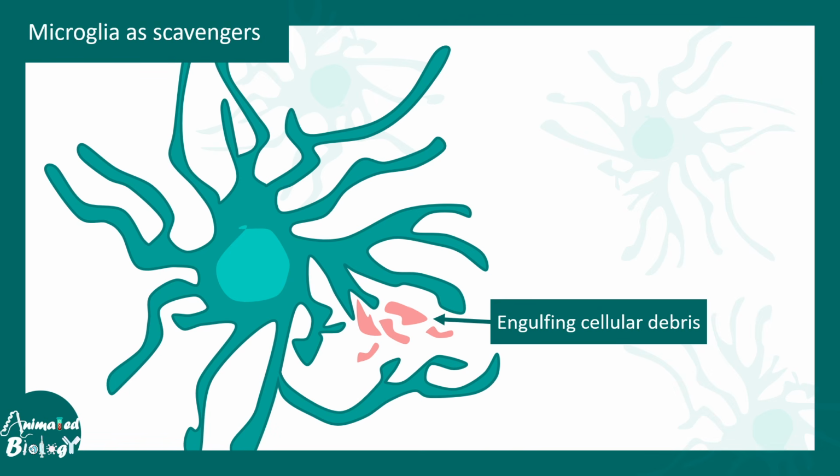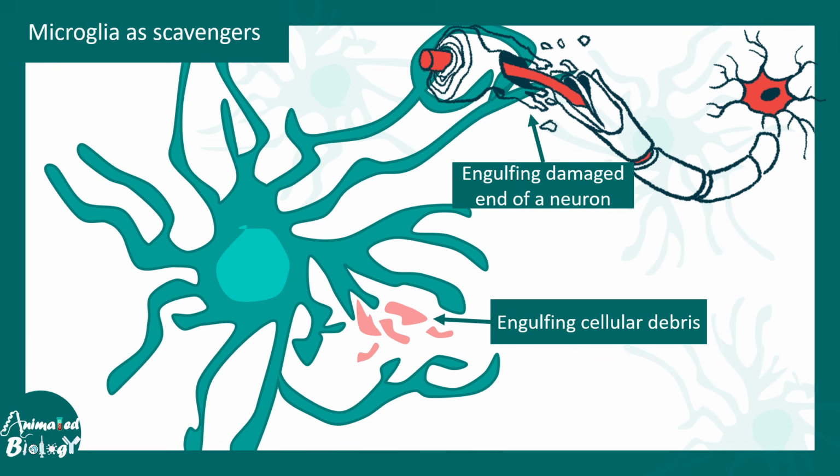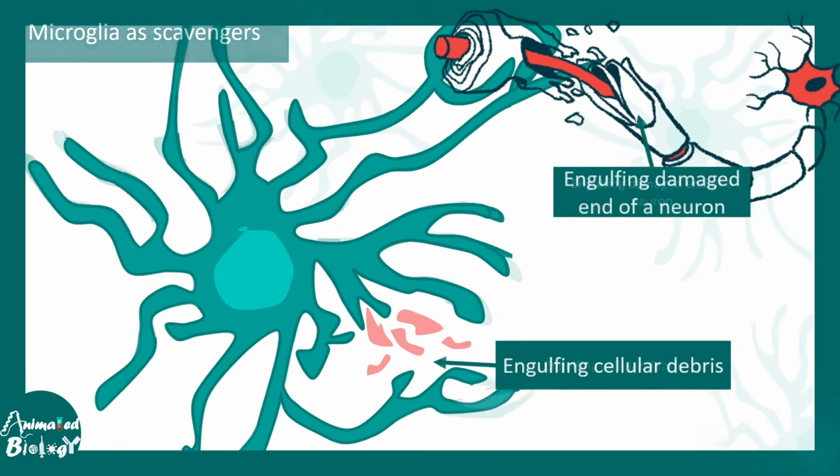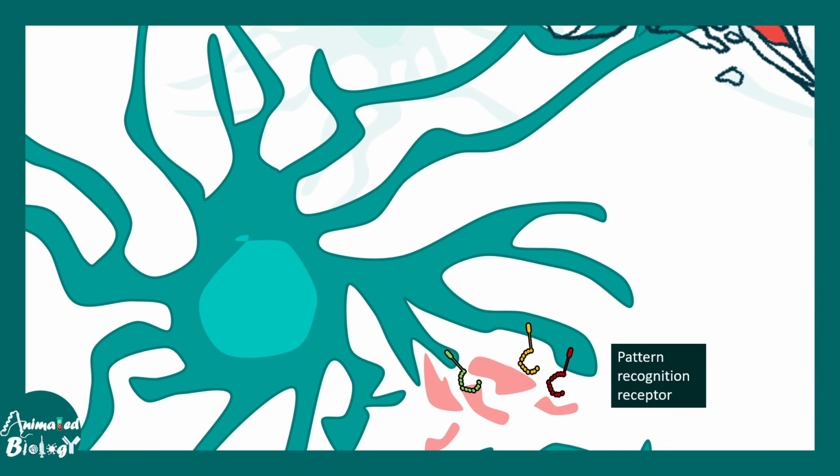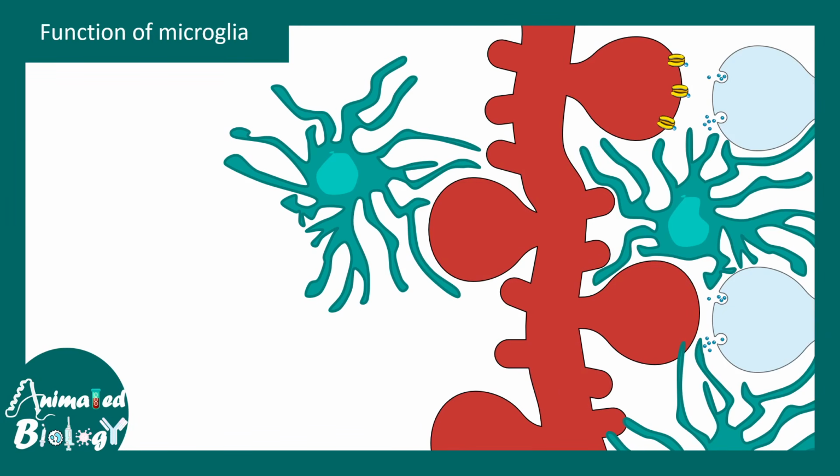Microglia can engulf cellular debris which might have come from dead cells. They can also engulf damaged portions of neurons. There are specific receptors on microglia known as pattern recognition receptors, which can recognize damage-associated molecular patterns or pathogen-associated molecular patterns. These receptors help microglia to scavenge for this debris or these pathogens.